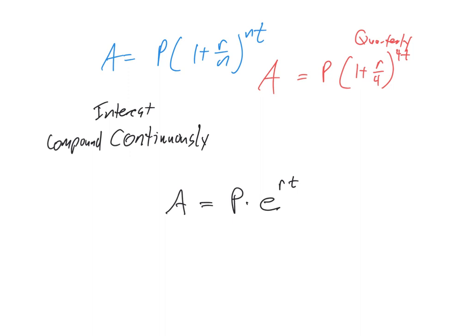Aside from knowing this, from a practical side of things, not many places compound interest continuously. But it's an interesting proof for how you can go from here. So (1 + r/n)^(nt), as n approaches infinity, actually approaches e^(rt).